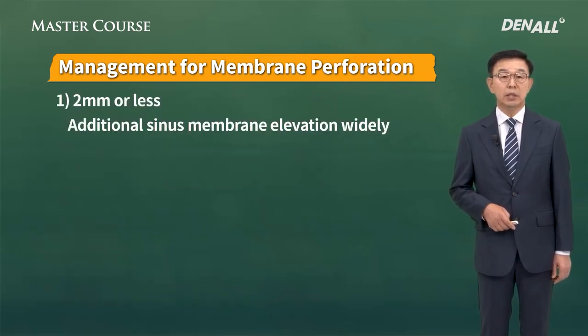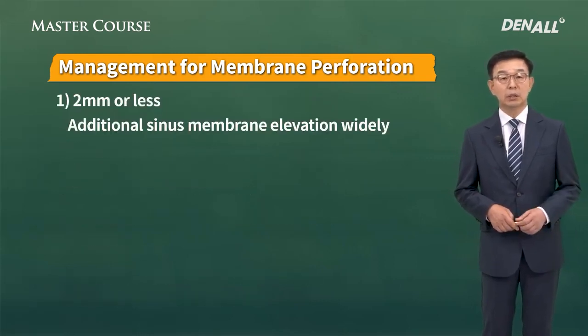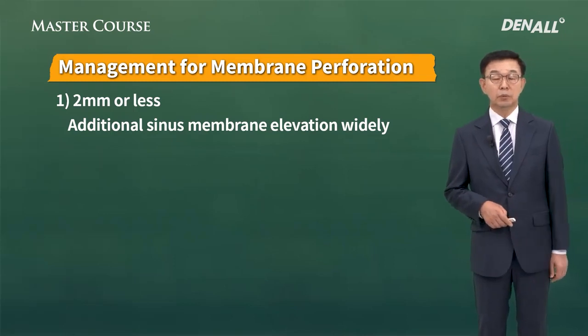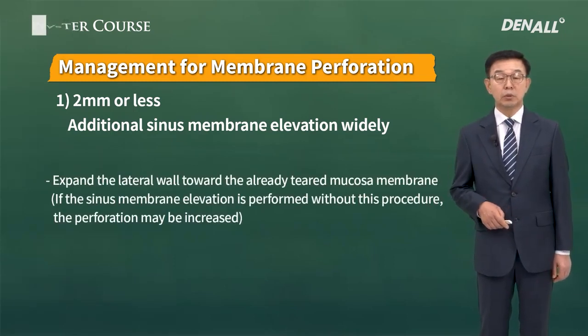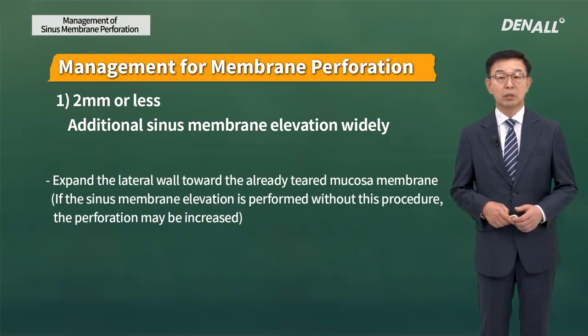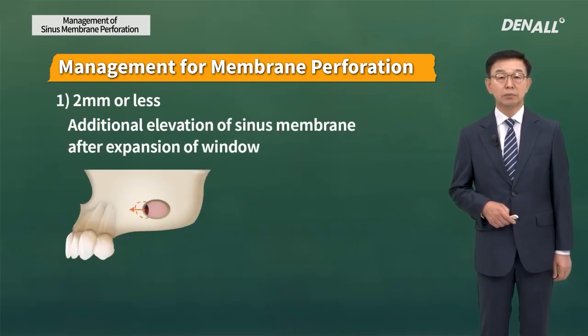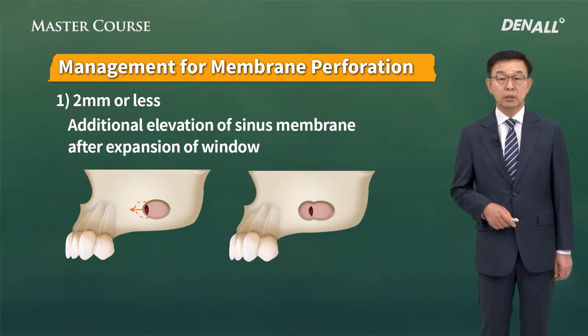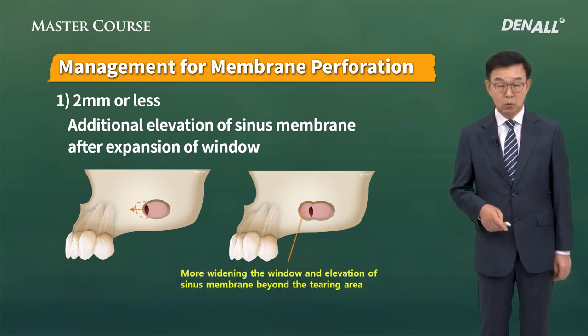In the case that the tear is 2 mm or less, this occurs frequently when burr is used for lateral window approach. In this case, you need to check the area of the tear and extend beyond the tear like this. If necessary, use the burr once again and grind and expand. Check the area of perforation.